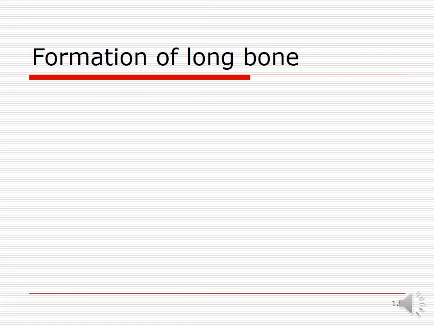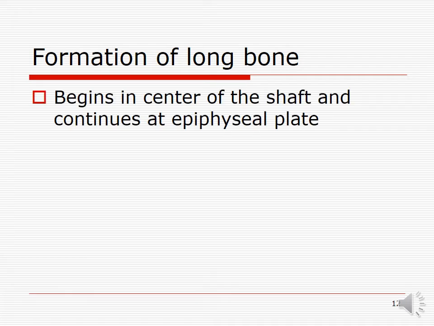So when we talk about the formation of long bones, this actually begins in the center of the shaft and then continues outwards towards the epiphyseal plate. When a baby is conceived and development is occurring, those bones start at the center and then work their way out. And then as you grow and continue to grow, a lot of that bone growth is happening at the epiphyseal plate. We call this the growth plate.